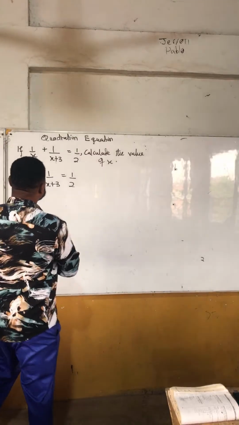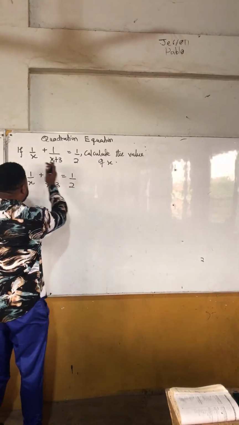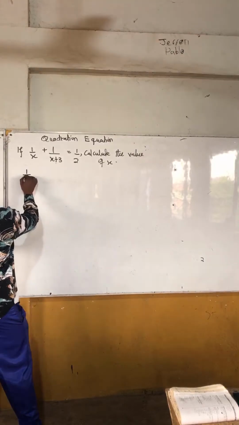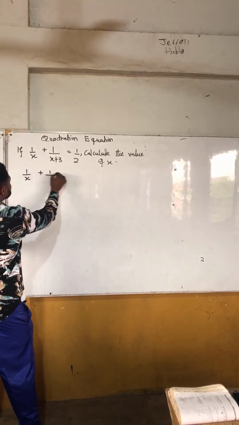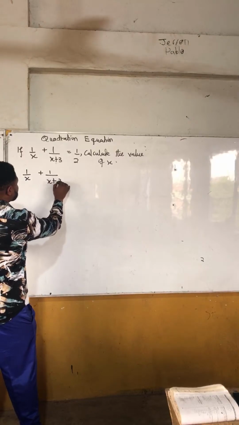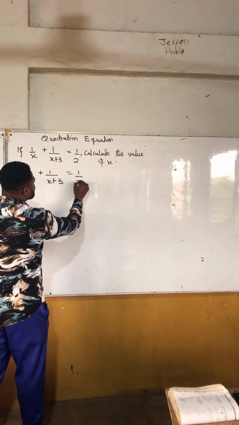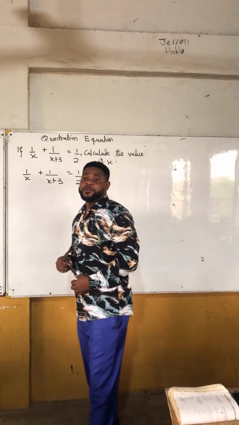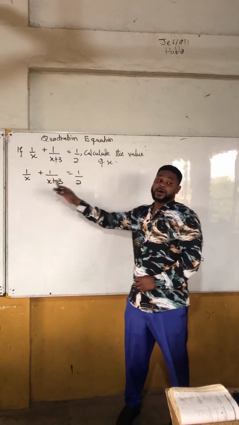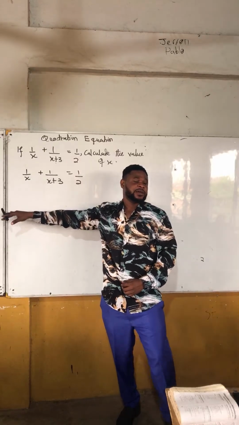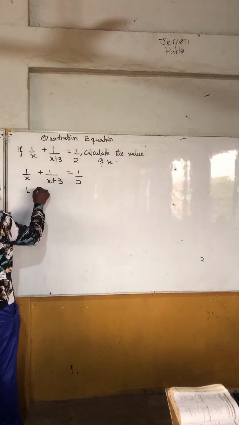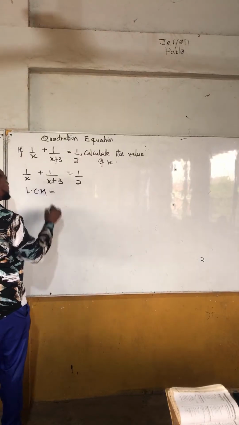All right. Let me space out the writings more for you. So that is 1 over x plus 1 over x plus 3, equals 1 over 2. So according to the mathematical principle, we need to find LCM. Are you getting me right? And what will be our LCM? We need to find the LCM, the lowest common multiple.